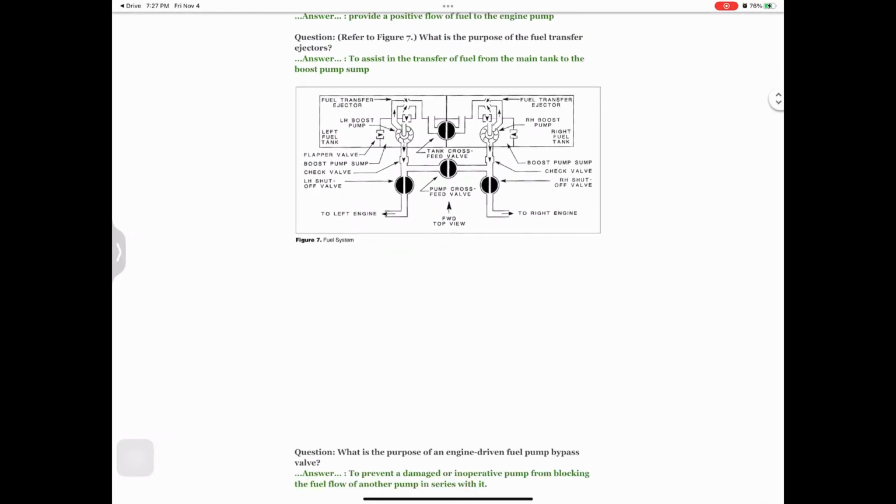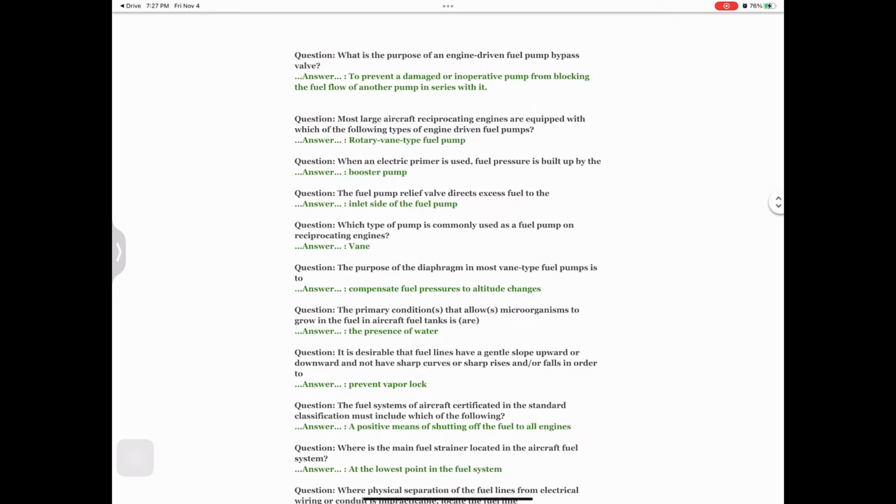Question. What is the purpose of an engine-driven fuel pump bypass valve? Answer. To prevent a damaged or inoperative pump from blocking the fuel flow of another pump in series with it. Question. Most large aircraft reciprocating engines are equipped with which of the following types of engine-driven fuel pumps? Answer. Rotary vane type fuel pump.